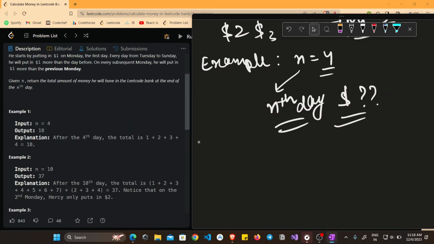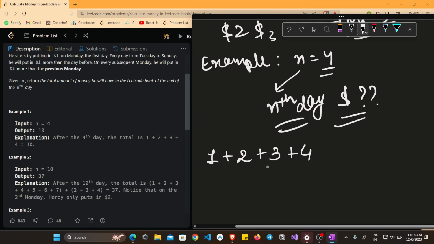So for this, let us first simply see how we are getting 10. On the first day, he will be depositing $1. On the second day, as per the question, he will be increasing his amount on subsequent days by $1. So on Tuesday, the second day, he will deposit 2. Then on the third day, similarly 3, and on the fourth day, it will again increase by 1, so 4. So 4 plus 3 is 7, 7 plus 2 is 9, 9 plus 1 is 10. So that's why we are getting the answer as 10.